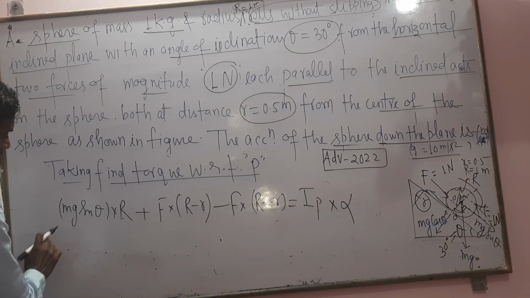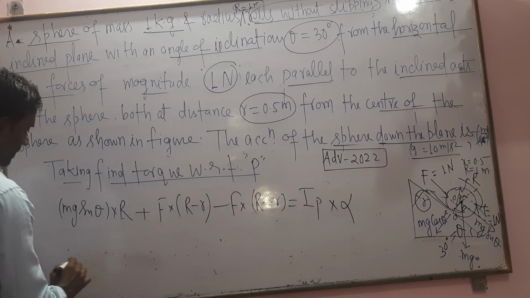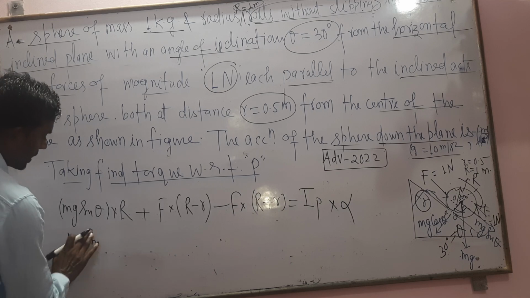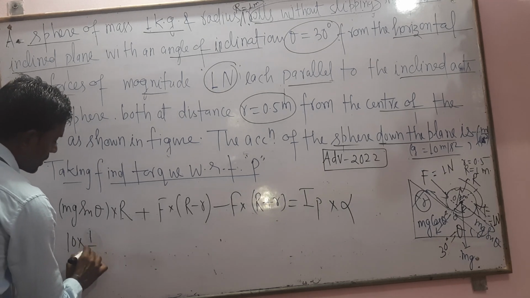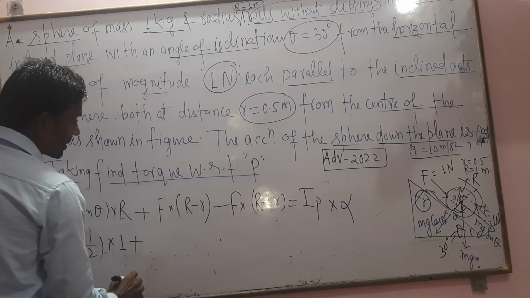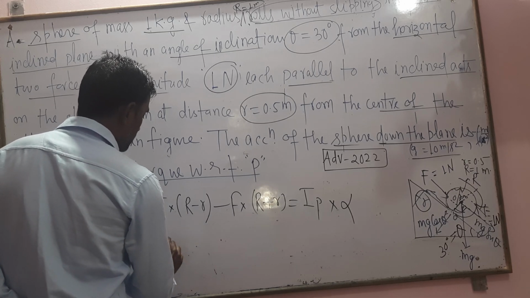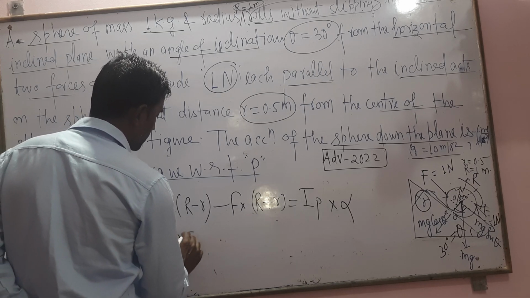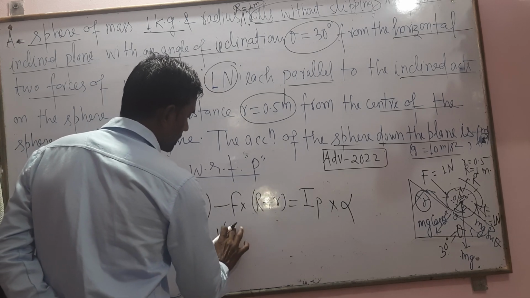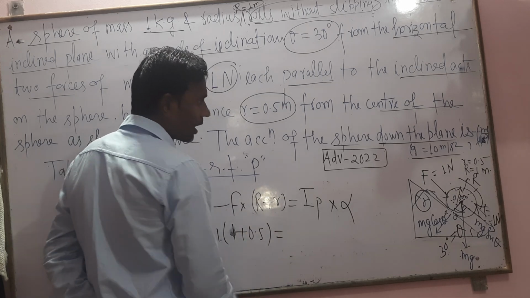The value of m is 1 kg, g is 10 meters per second squared, and sin 30 degrees equals 1 by 2. So we get 1 by 2 times 1, plus F times (R minus 0.5), where F is 1 and capital R is 1, minus 1 times (1 plus 0.5), equals I_P.